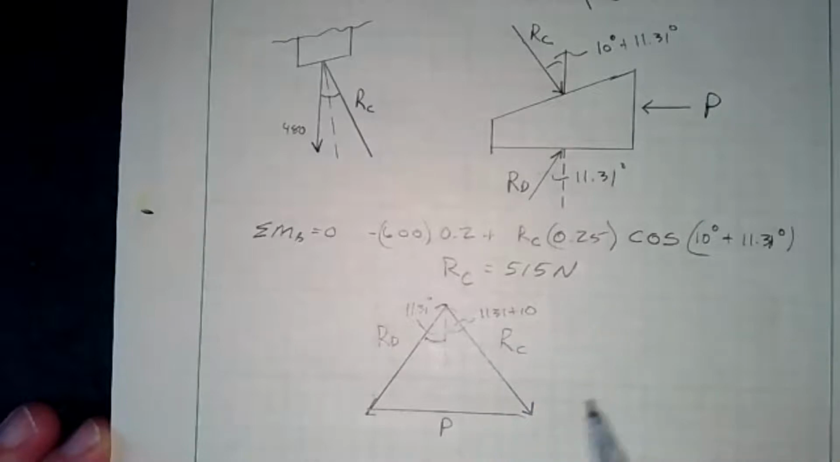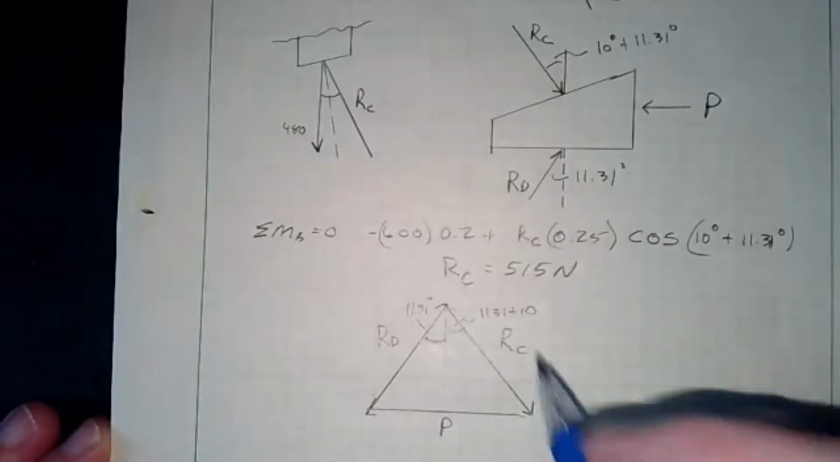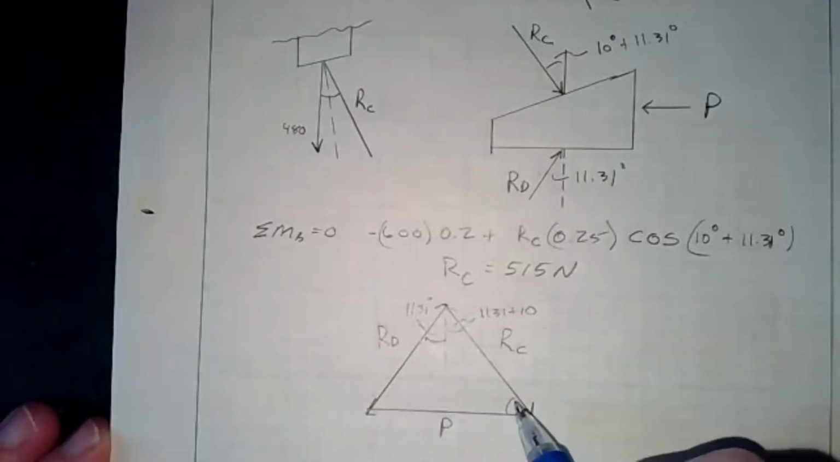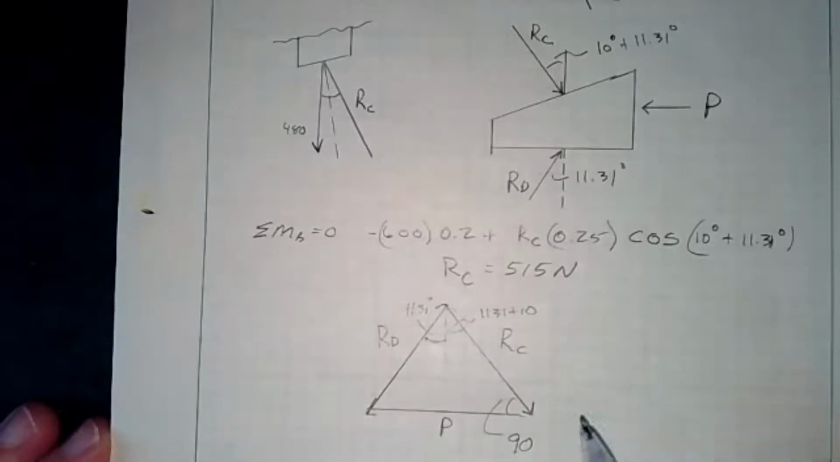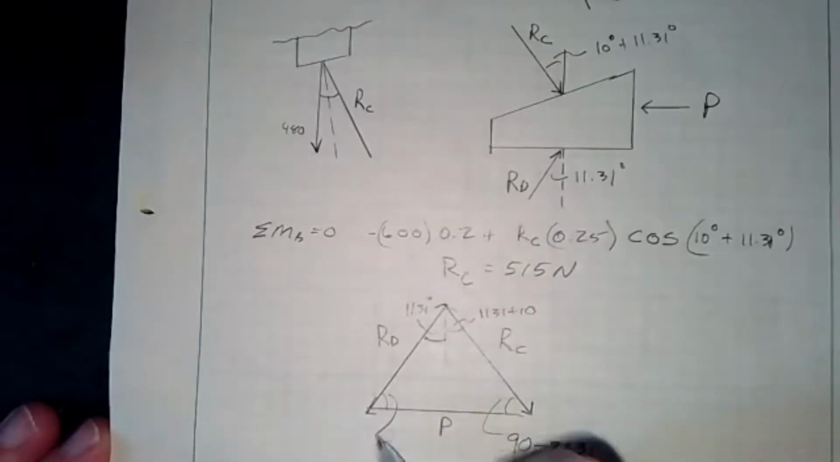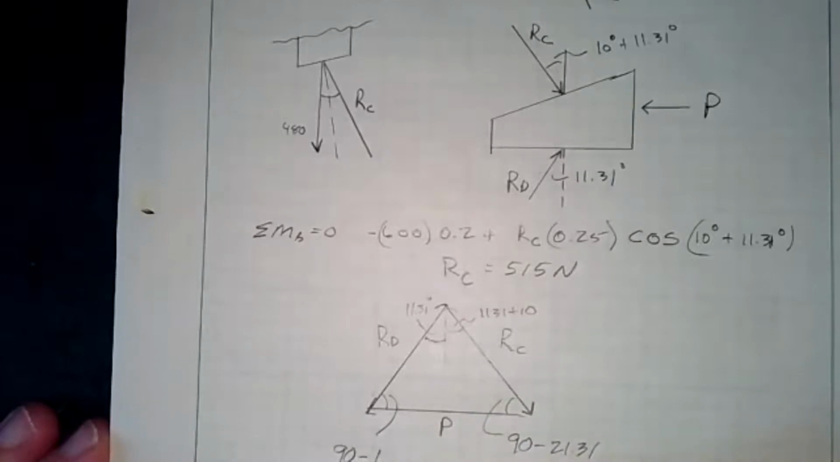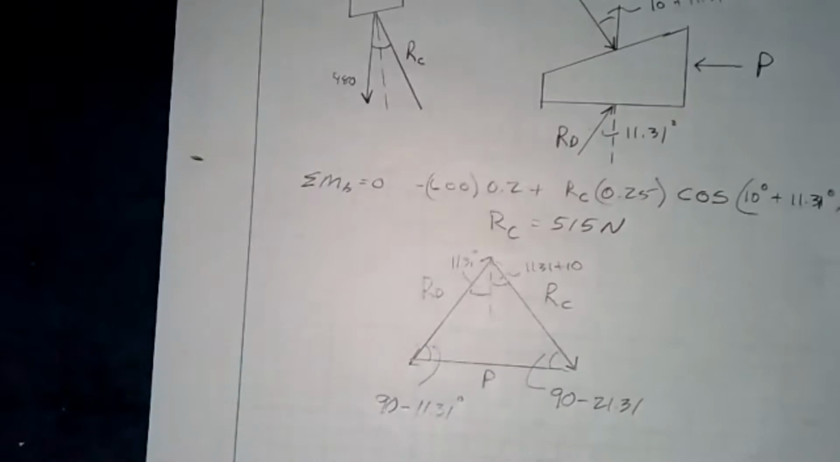Sorry, it's a little bit out of focus. So then we know this angle here is just going to be 90 minus that. So that's just 90 minus 21.31. And this angle here is just 90 minus 11.3. And there we have it.